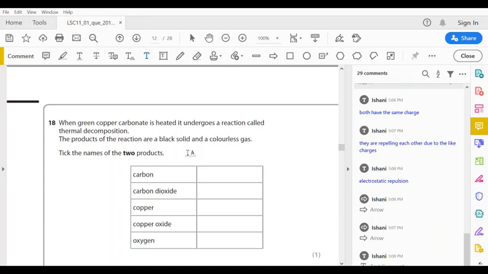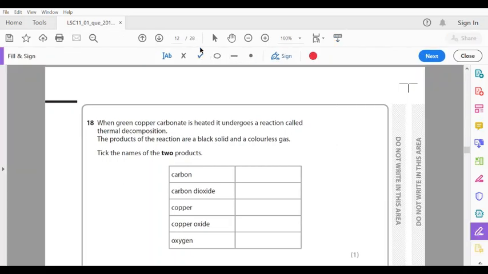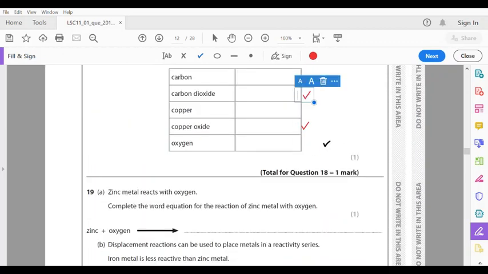Next one, the green copper carbonate is heated. It undergoes a reaction called thermal decomposition. The products of the reaction are a black solid and a colorless gas. Give the names of the two products. You need to find out what products will be formed. So once the copper carbonate is heated, we'll get copper oxide, and also we'll get, okay, I'll put the tick here, and also we'll get carbon dioxide. Hope you can remember the equation for this.